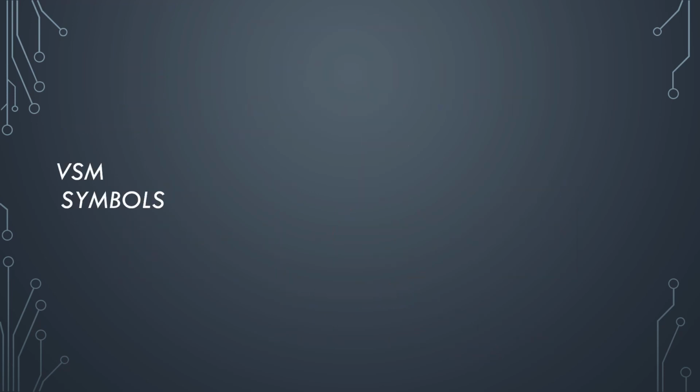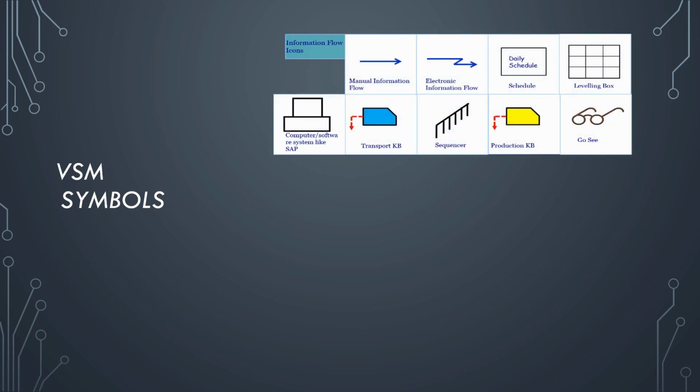In VSM, symbols are used to represent various elements of the process being mapped. These symbols include manual information flow, electronic information flow, daily schedule, leveling box, computer system software like SAP. Transport Kanban specifically refers to the use of Kanban cards or signals to control the transportation or movement of materials between different workstations, processes, or locations within a manufacturing environment.